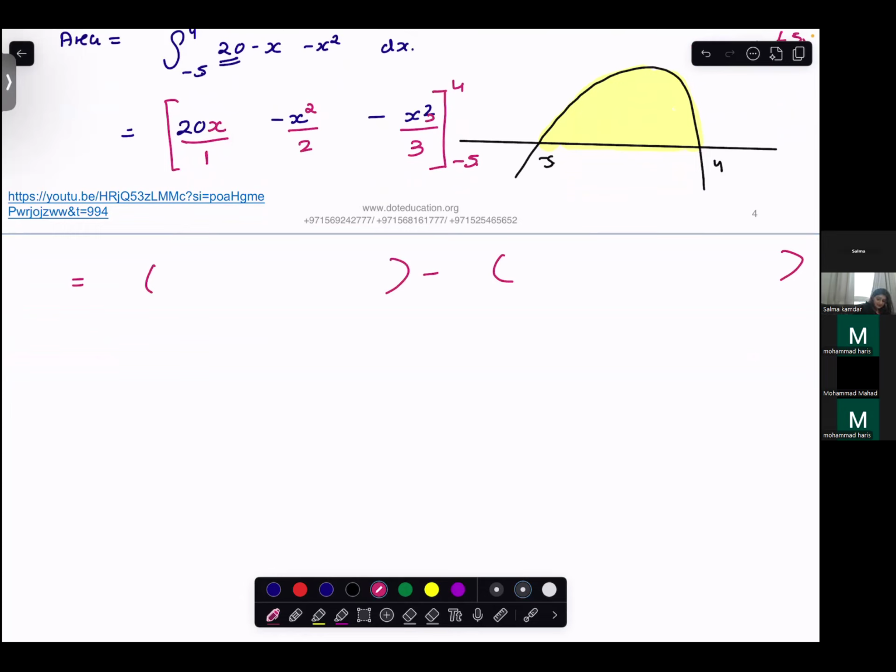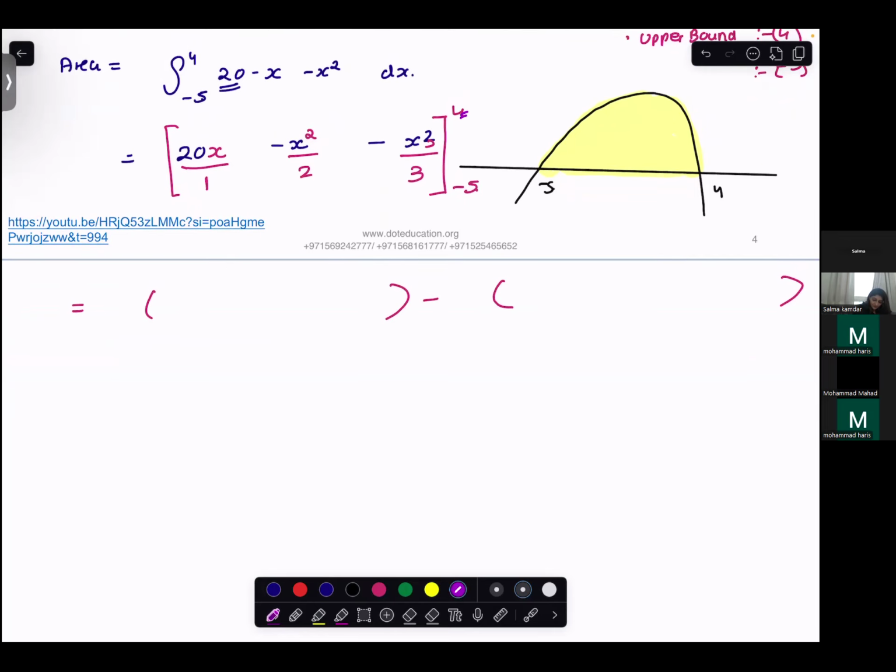How will I do? I will put two brackets and put the minus. I'm looking for quick answers. So plug in the answer we got from the integration, and plug in the values of the boundaries, 4 and minus 5. So it is going to be 20 into 4 minus 4 the whole square divided by 2, minus 4 the whole cube divided by 3. Are you with me? And 20 into minus 5 minus of minus 5 the whole square divided by 2, minus of minus 5 the whole cube divided by 3. Are you with me?